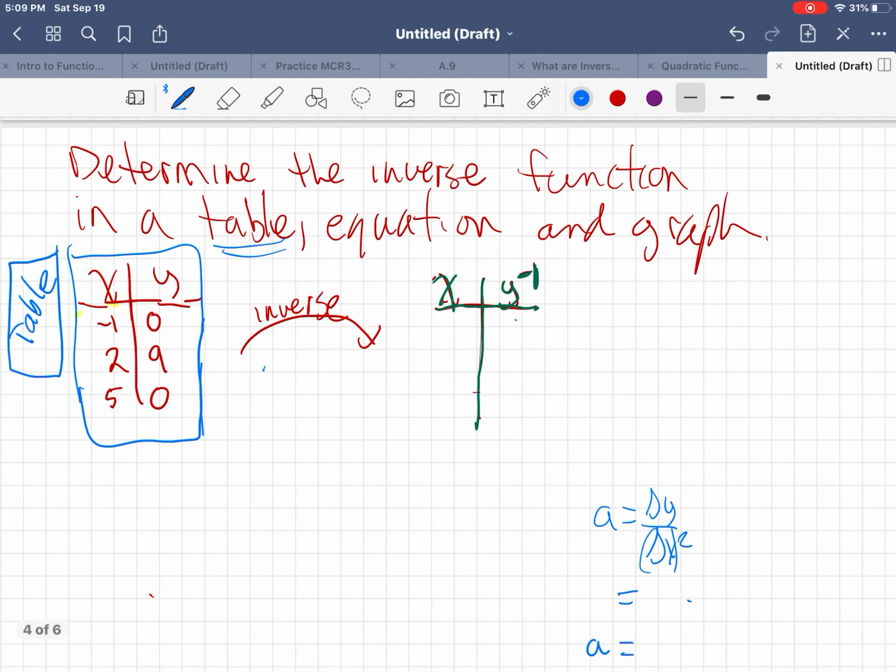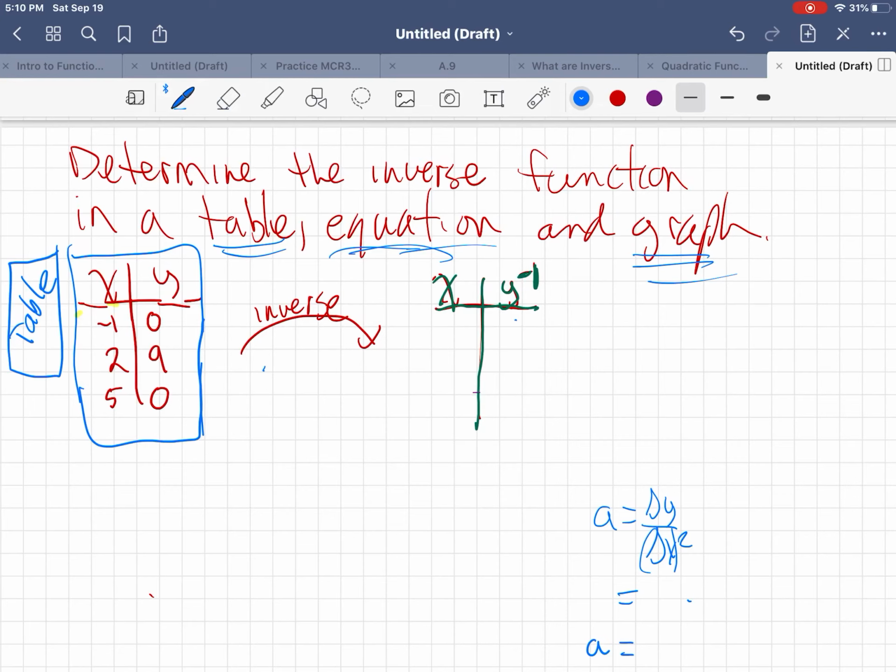We're going to go through the process for determining an inverse function given an original function. What we're going to do is start with a parabola that's in a table of values, and from this single representation, a function with a table of values, we're going to get the inverse for the table, the equation, and the graph. All three: the table, the equation, and the graph.